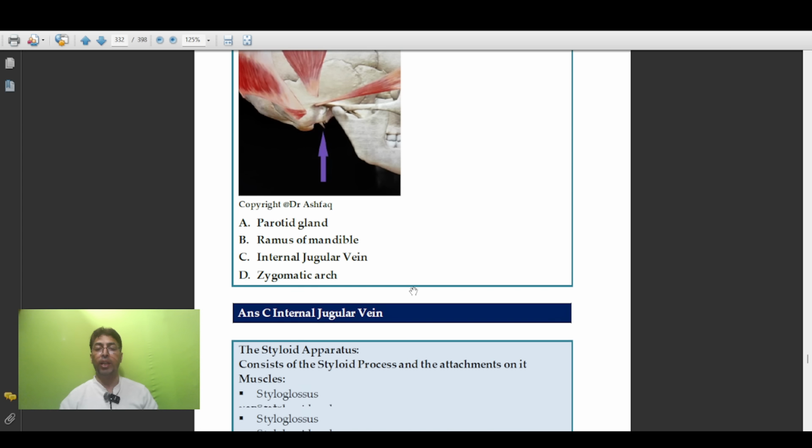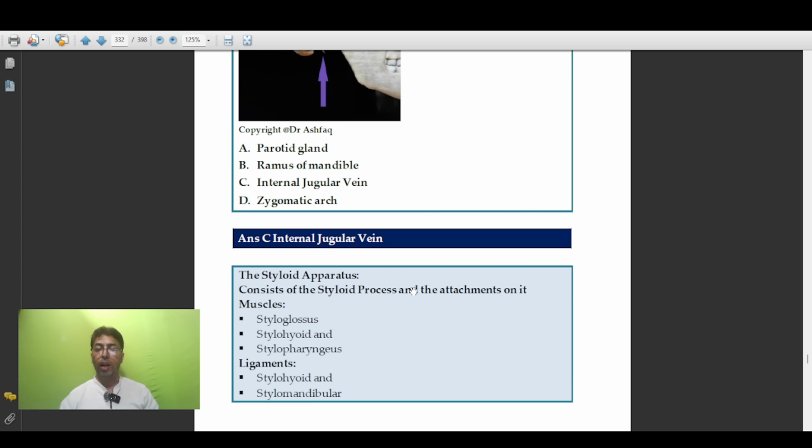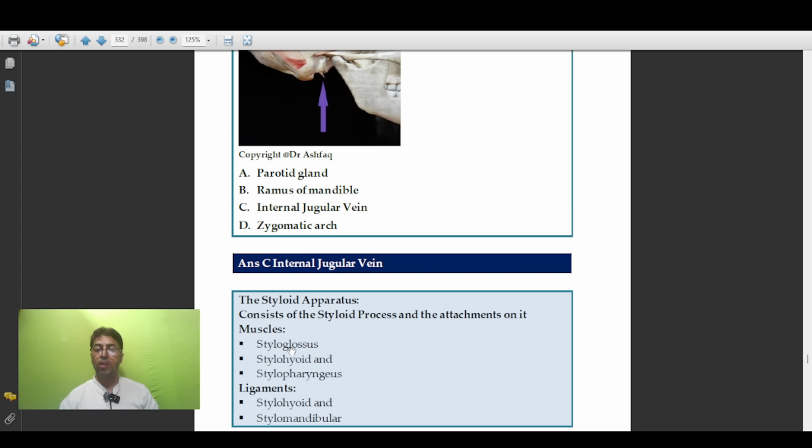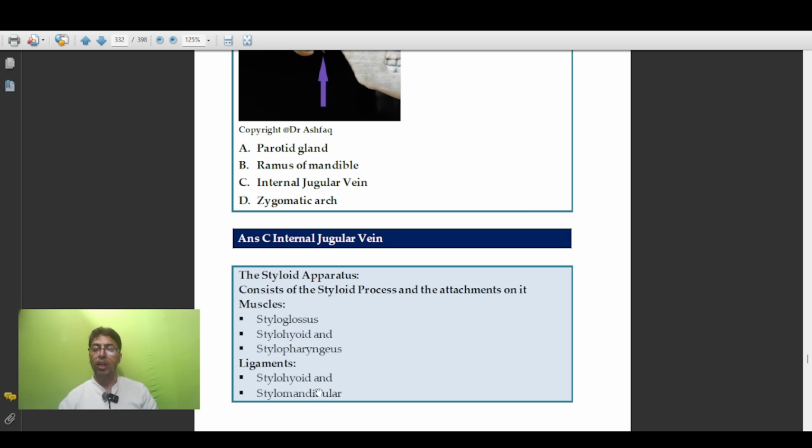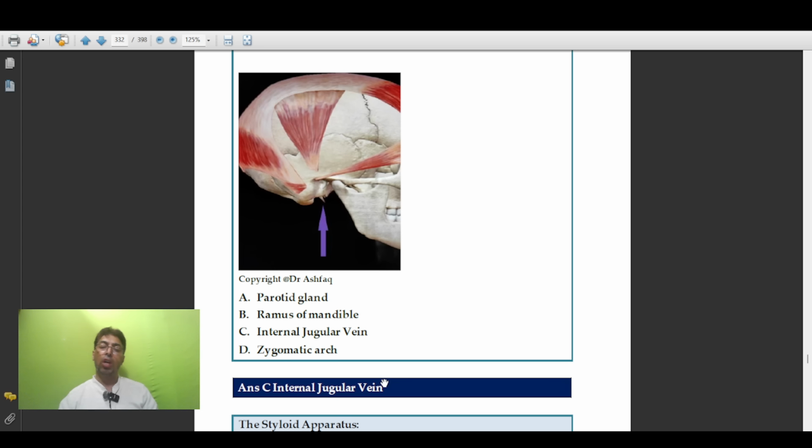And just not to forget other things about the styloid process, you have to remember the styloglossus muscle from the styloid process to the tongue, stylohyoid muscle from the styloid process to the hyoid bone, stylopharyngeus muscle from the styloid process to the pharyngeal complex, and then the stylohyoid ligament and the stylomandibular ligament. So these are very important attachments, sometimes asked in the examination about the styloid process. But here the question is that the medial relation to the styloid process is the internal jugular vein.